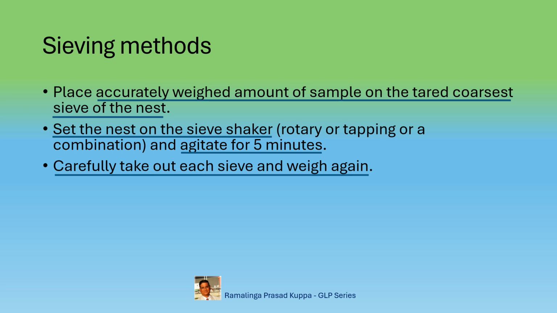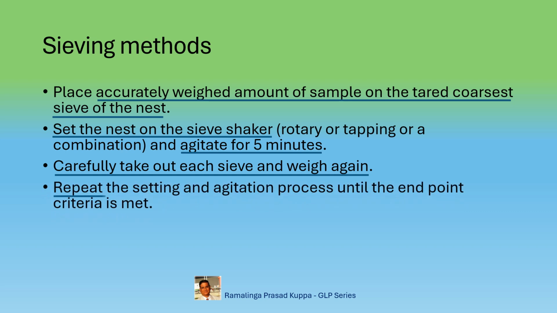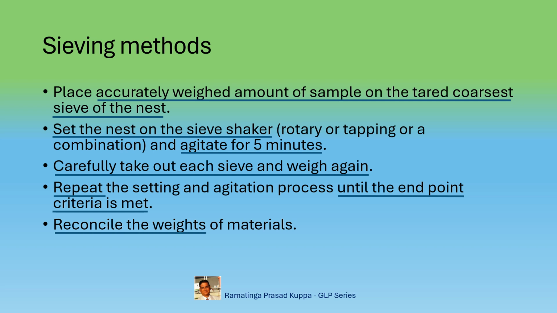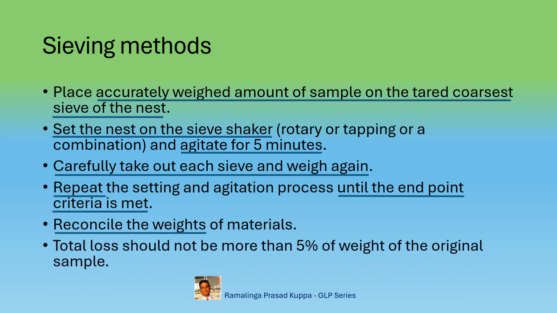Carefully take out each sieve and weigh again. So carefully take out each mesh from the nest and weigh accordingly. Repeat the setting and agitation process until the endpoint criteria is met. The test has to be repeated to achieve the endpoint as explained in the previous slide. Reconcile the weights of the materials. Reconciliation of weights must be done. The reconciliation example is given in the next slide.